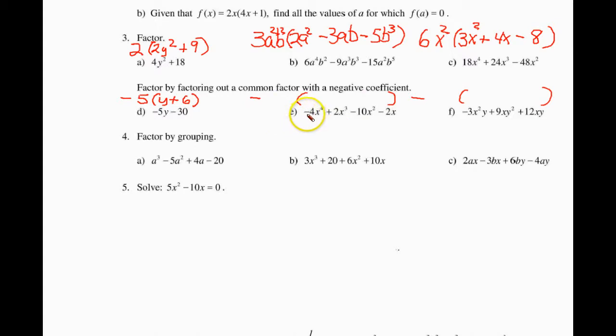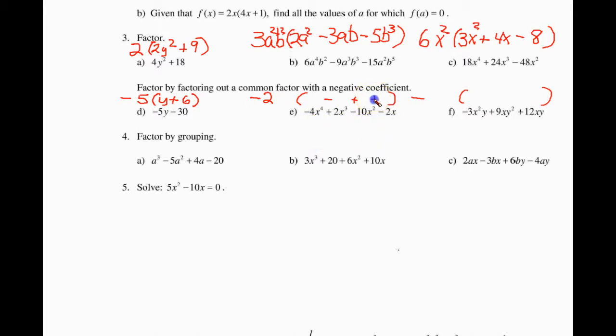Okay, so here, what can I take out of each one? I have a 4, a 2, a 10, and a 2. Think about it. A negative 2. So, what does this do when I take out a negative, by the way? It's going to change all these signs. This is going to be a positive. This one's going to be a negative. This is going to be a positive. And this one's going to be a negative.